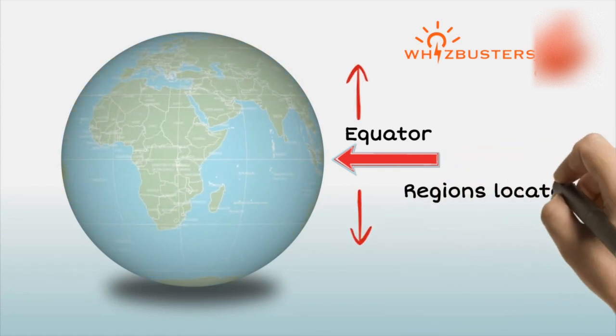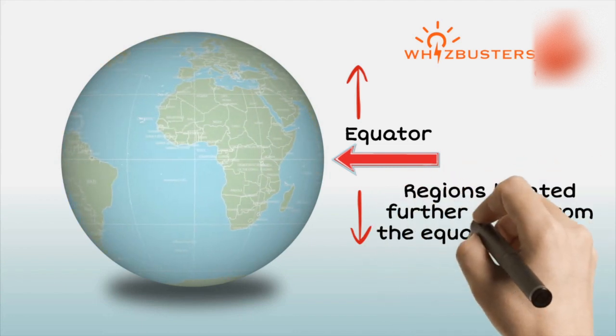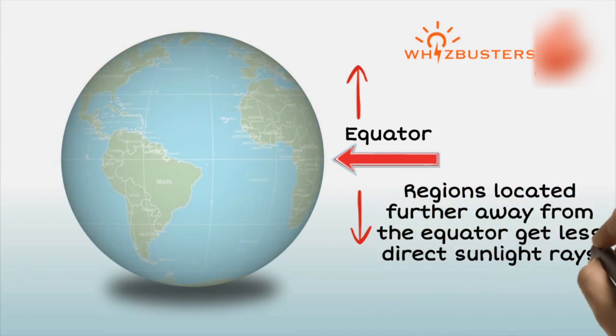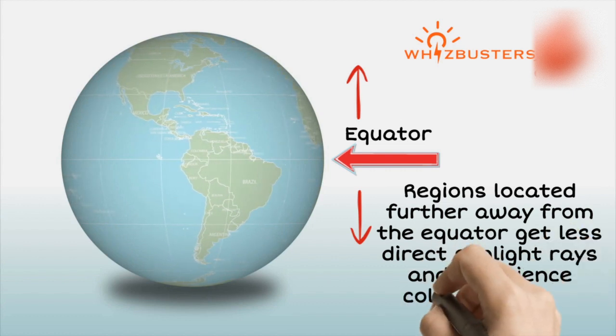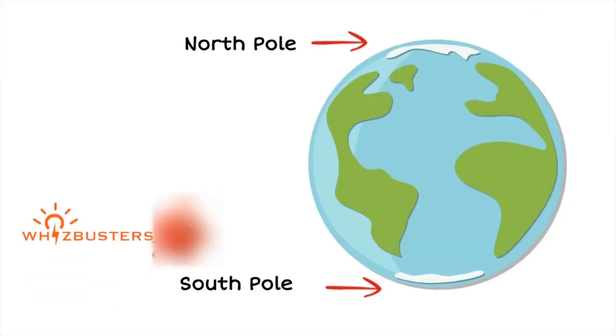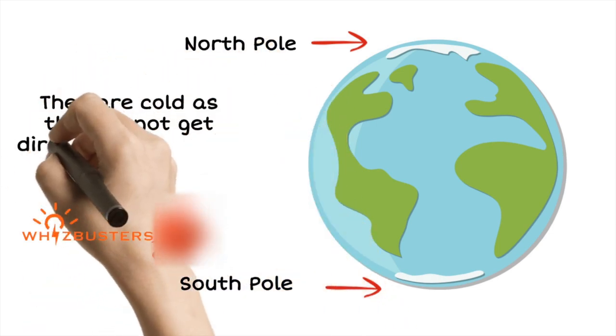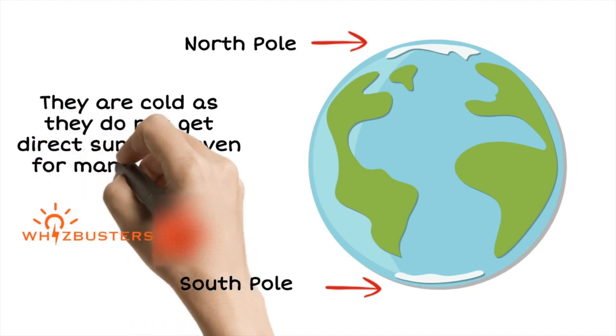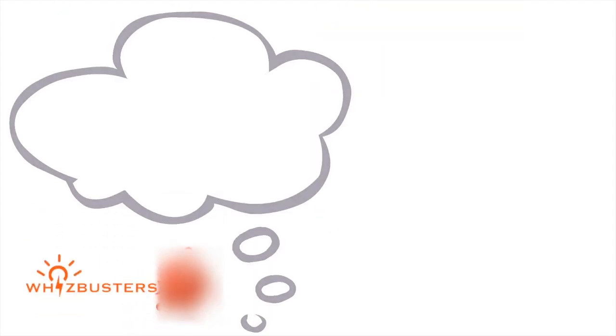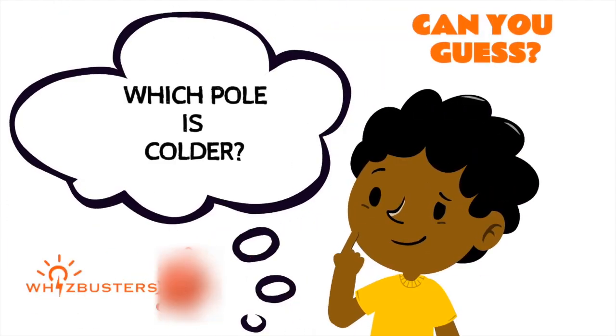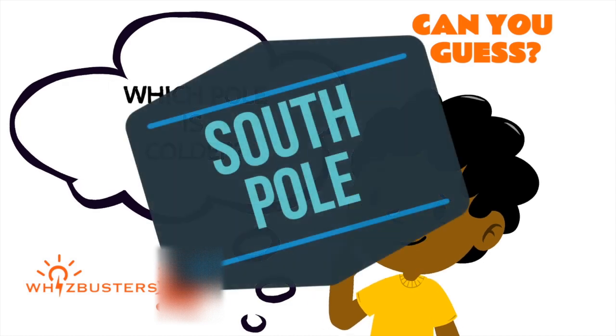Regions located further away from the equator get less direct sunlight rays and experience colder climates. On the extreme are both the North and South poles, and they are cold as they do not get direct sunlight even for many months. Can you guess which pole is colder? It's the South Pole.